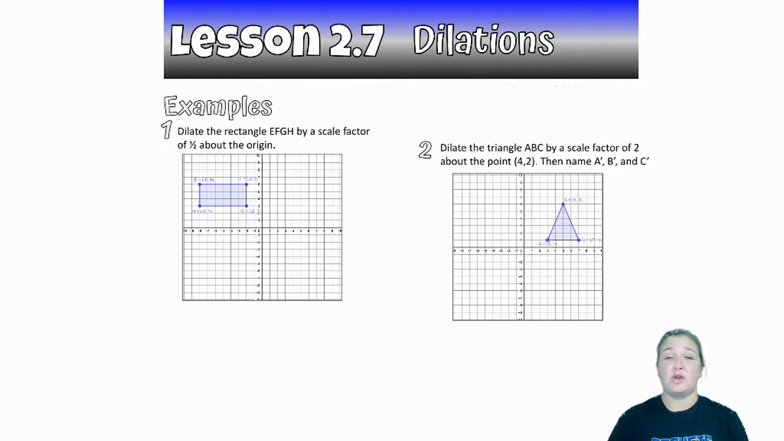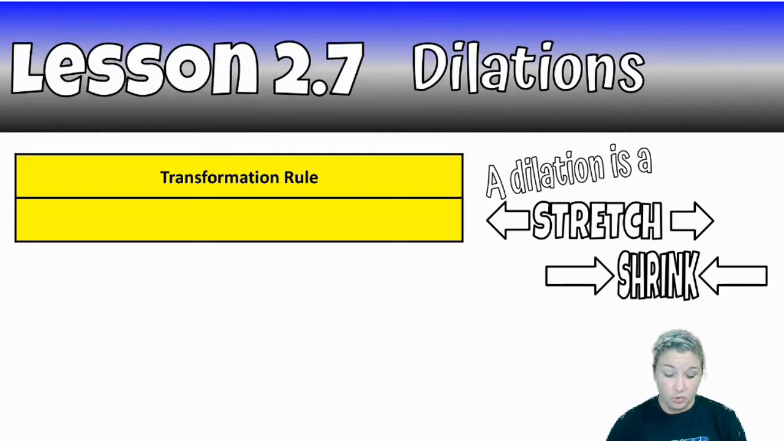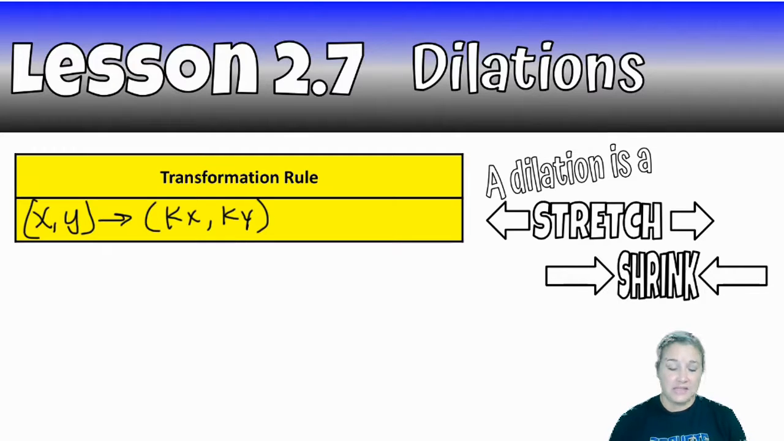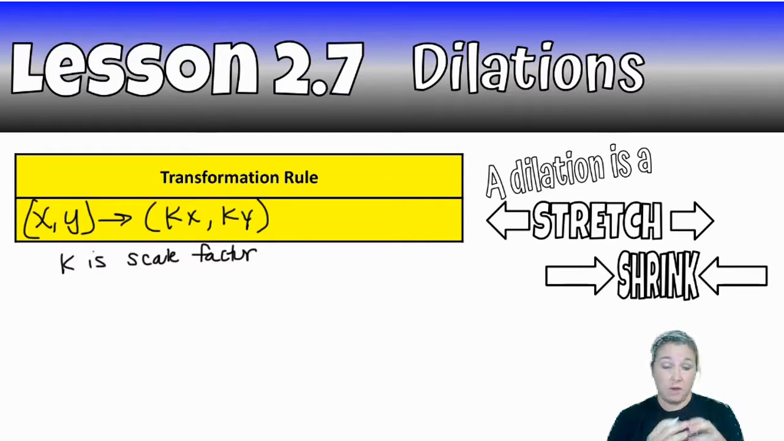So we're coming to the end of our transformations. This is the last transformation we're going to look at, and it's called dilations. A dilation is just going to be a stretch or a shrink. So let's take a look at the transformation rule. The transformation rule here is going to go from (x, y) to (kx, ky), where k is the scale factor. That's how much the shape is going to enlarge or get smaller.